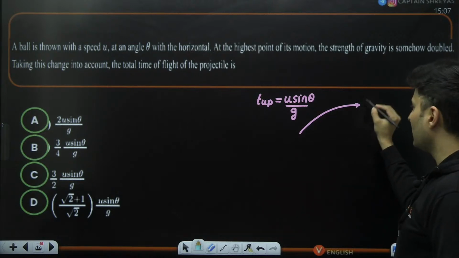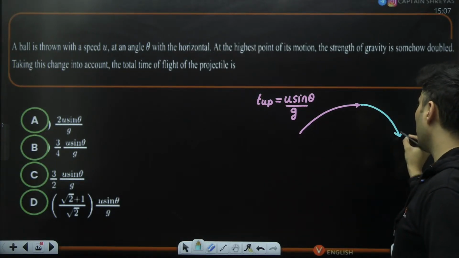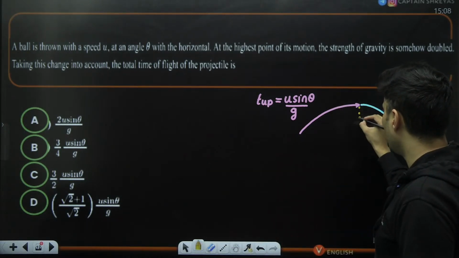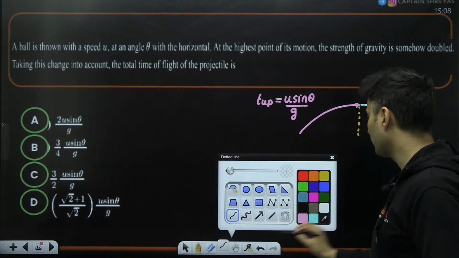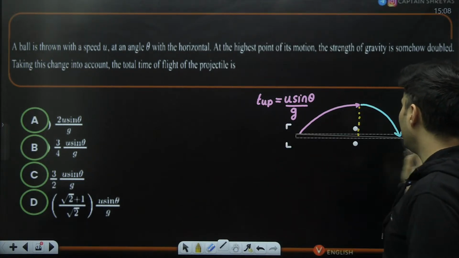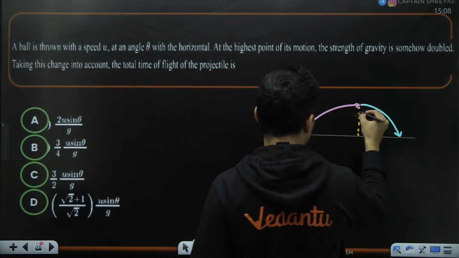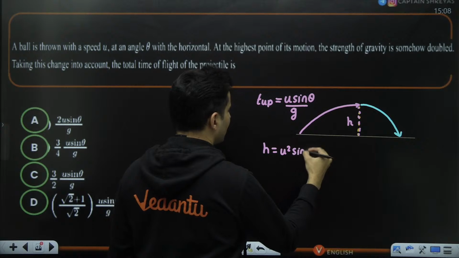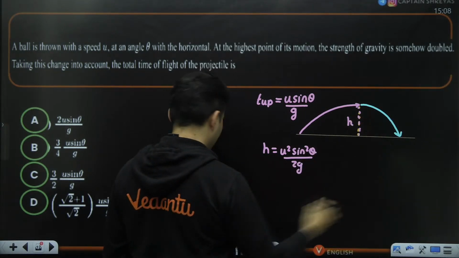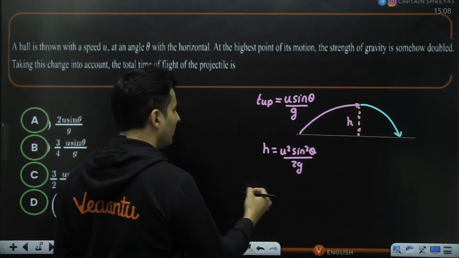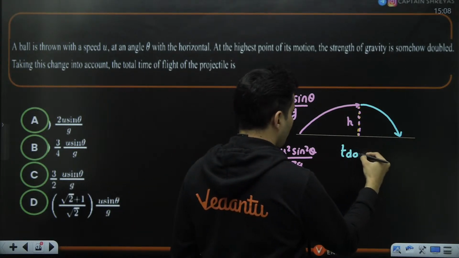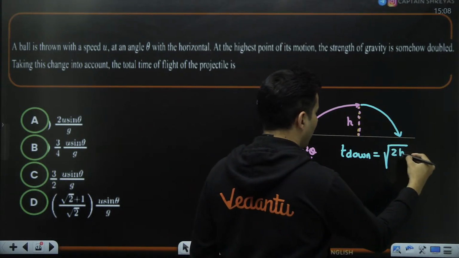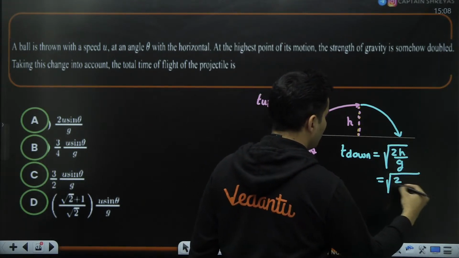Now, while coming down, gravity has been doubled. So, zoop, it will fall down here only. If I somehow know till what height it goes up, I think my job will be done. The height calculation can be done from here only. Height is u square sine square theta by 2g, and the time taken to come down, remember, from the hill of height h is root of 2h by g. So it will be root of 2 by g.